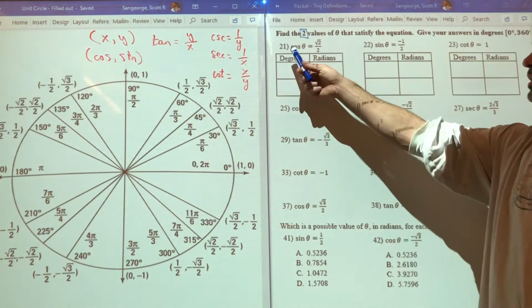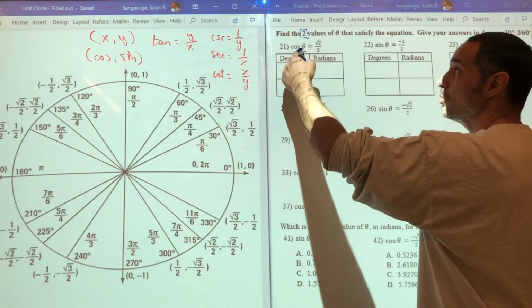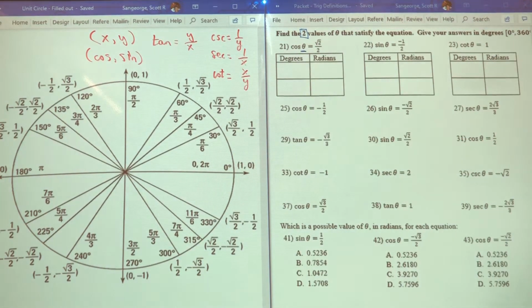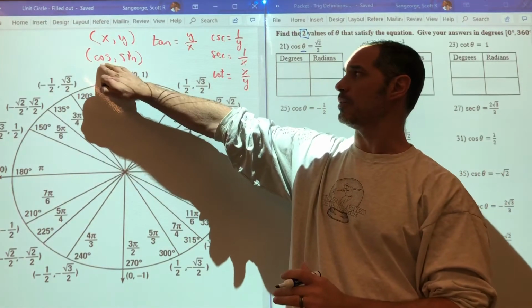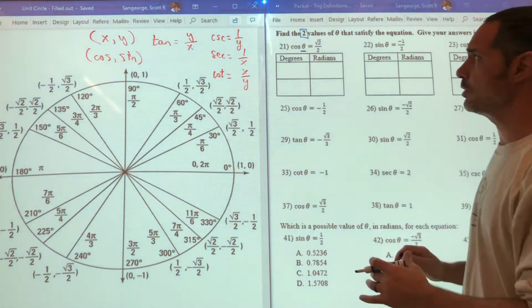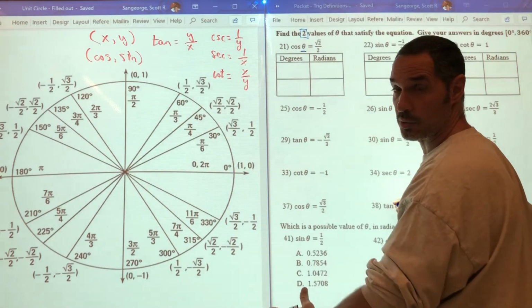So this says we want to find the angle whose cosine is the square root of 2 over 2. What that means is the angle that has an x value, right? Cosine is x. The angle that has an x value of the square root of 2 over 2. So we're going to look at all the x values on the unit circle and find which ones have the square root of 2 over 2.